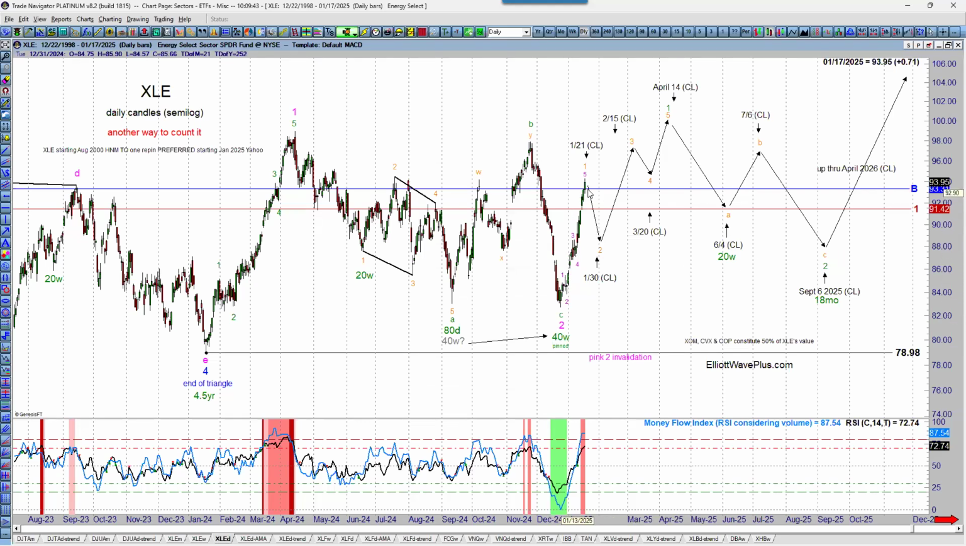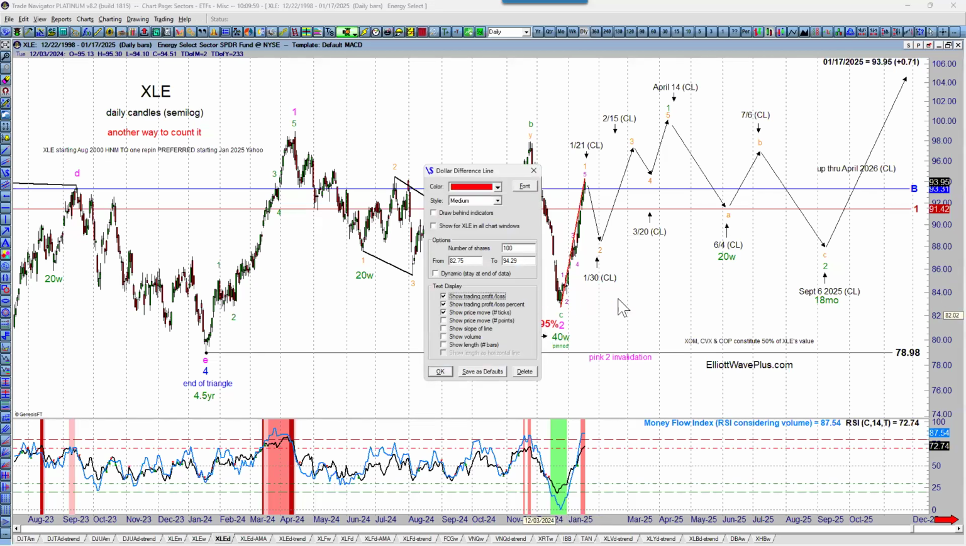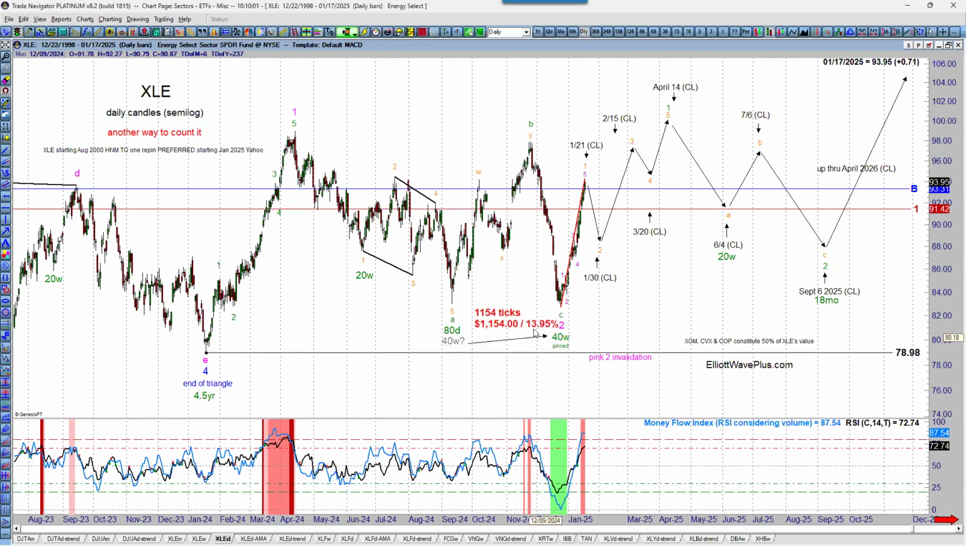I imagine there's a number of you that are long XLE and are well into profit. This is because I was bullish on it right at this low. XLE is up 14% in 3 to 4 weeks. How about that? So short term, I would be aware of a pullback. This is really getting stretched to the upside.